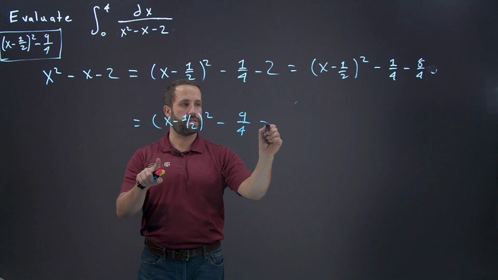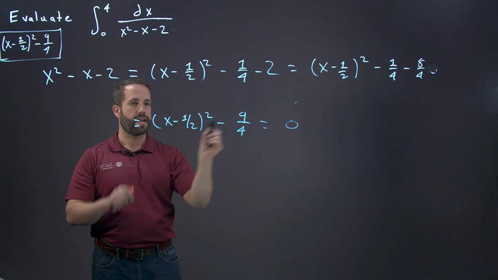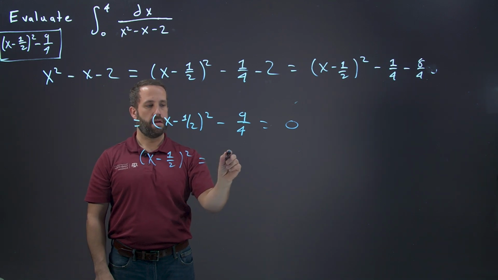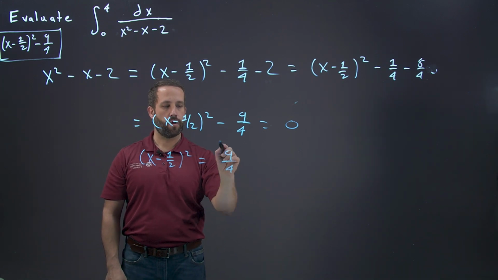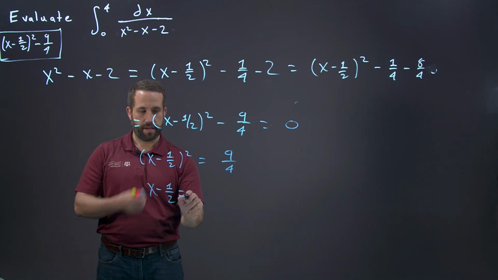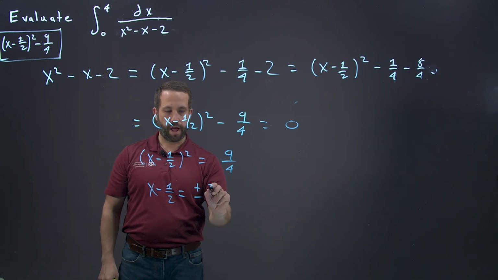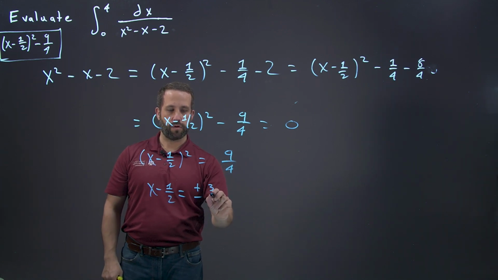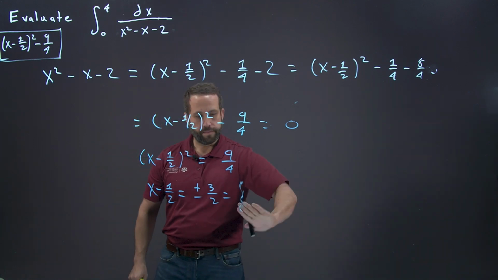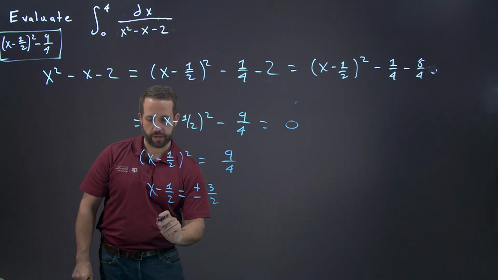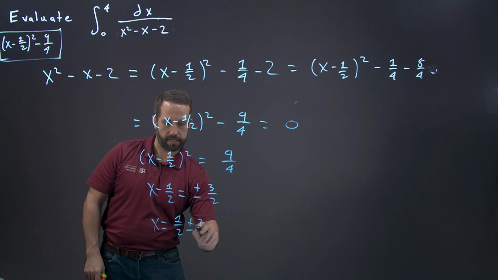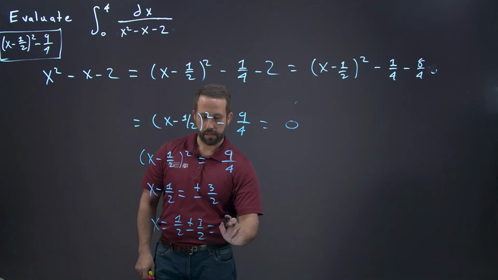So now I want to look at this. I want to set this equal to 0. I add 9 over 4 to both sides. I get (x minus 1/2) squared is equal to 9 over 4. I take the square root of both sides. I get x minus 1/2 is equal to plus or minus 3/2. Let me just say it this way: x is equal to 1/2 plus or minus 3/2.